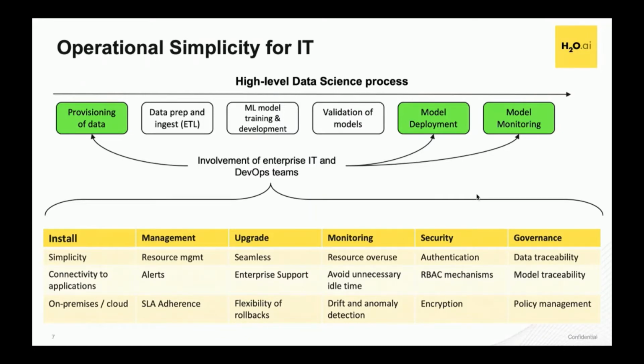Monitoring is a big thing, because you don't want resources idling and your IT bill going up high at the end of the month. If there is drift or anomaly detection, specifically with models, then that is something that the DevOps team is concerned about. Security, I mentioned that earlier. And lastly, governance. There is data traceability and model traceability, along with policy management that is very critical, like I said earlier, in regulatory heavy industries.